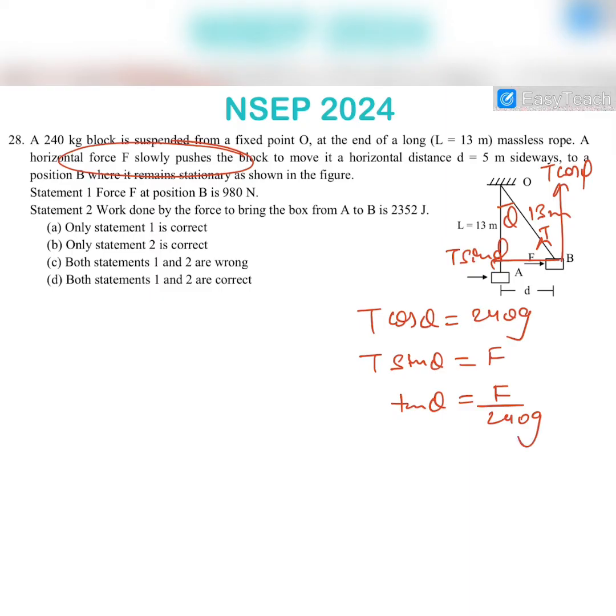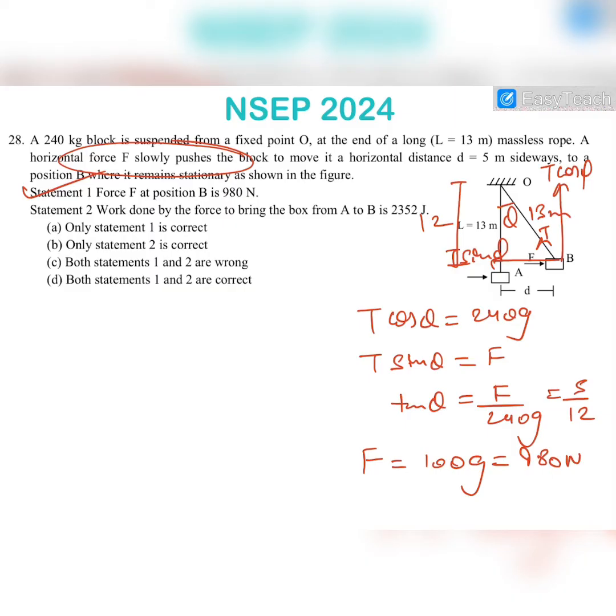And from this triangle, tan theta is this upon this. So this will be 12, and this is 5, so this is 13. So tan theta will be equal to 5 by 12, and therefore F will be equal to 100g. The value of 100g is 980 newtons. So A is correct, statement 1 is correct.